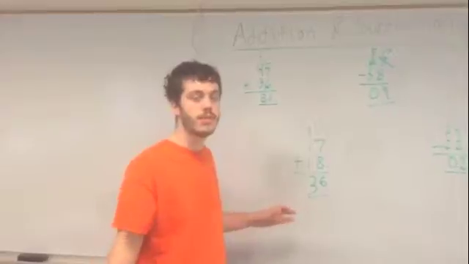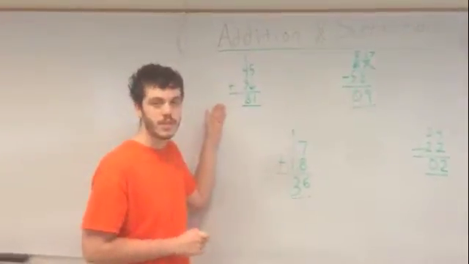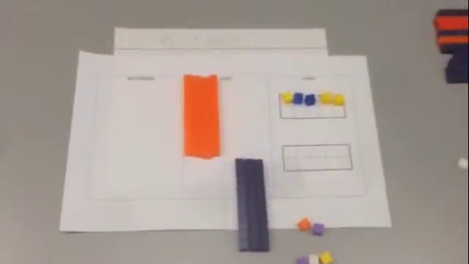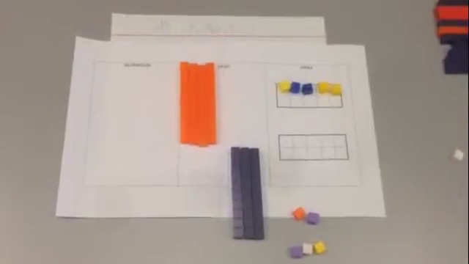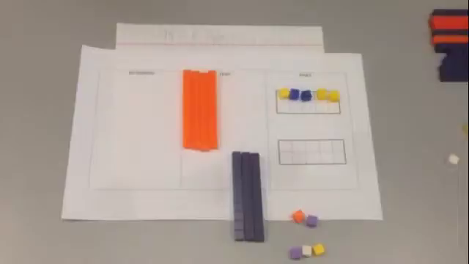Next, we are demonstrating how to model the problem 45 plus 36 using the base 10 blocks we have. So this provides students an extra opportunity to explore with their hands and get a visual representation of what we actually are doing when we are using the traditional method.